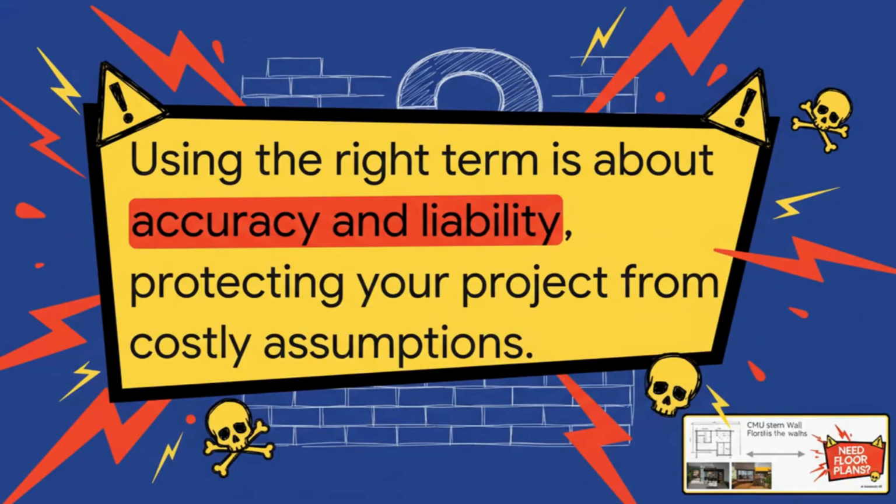So here's the bottom line. Words matter a lot. Using the right term sets the right expectations about accuracy and, most importantly, about liability. If you call a measured drawing an as-built, you're kind of implying you know what's hidden behind the walls, and that is a massive and potentially very expensive assumption to make. It's a small word with big consequences.